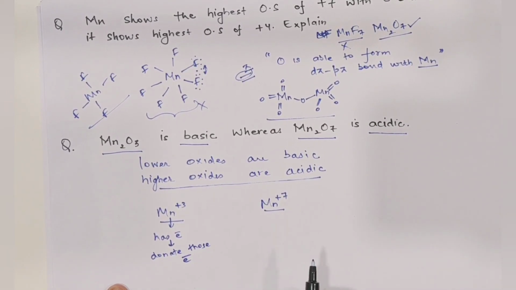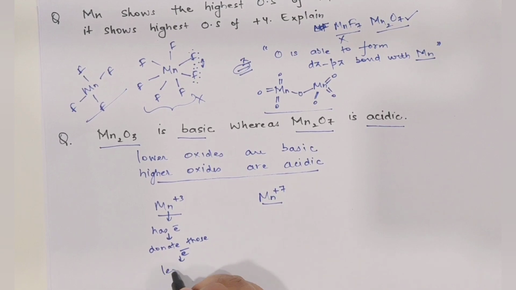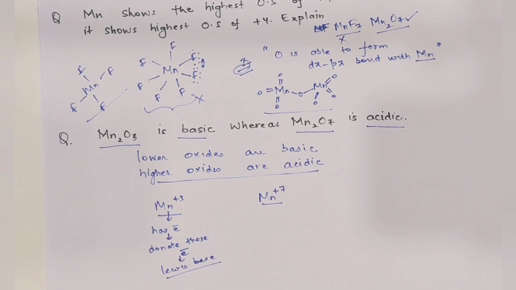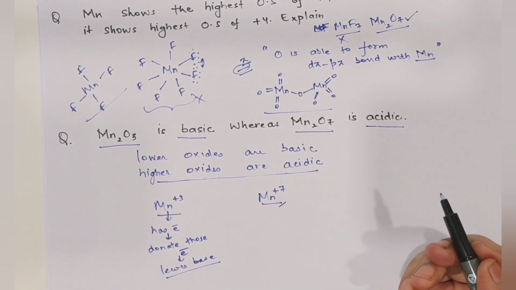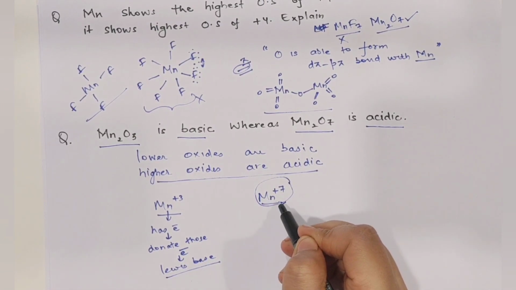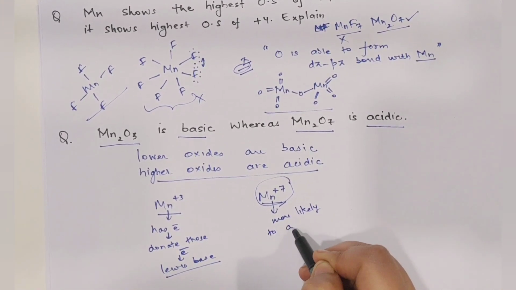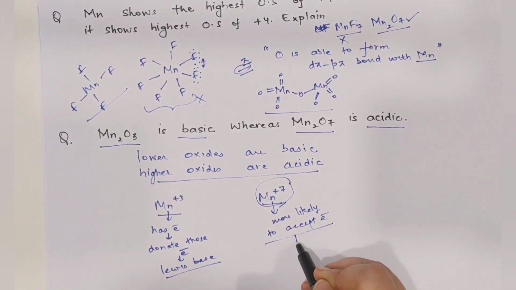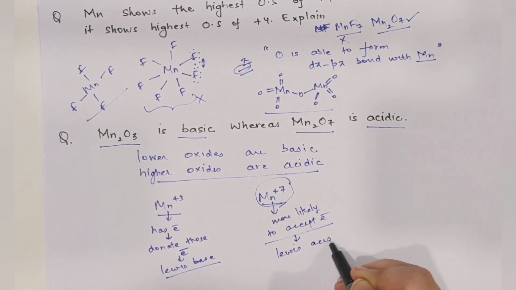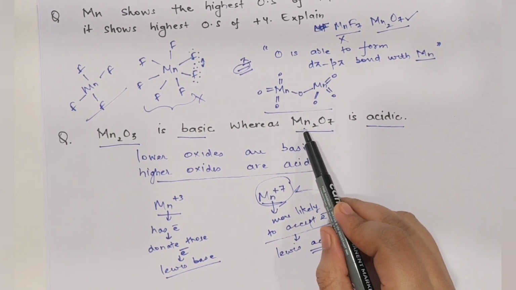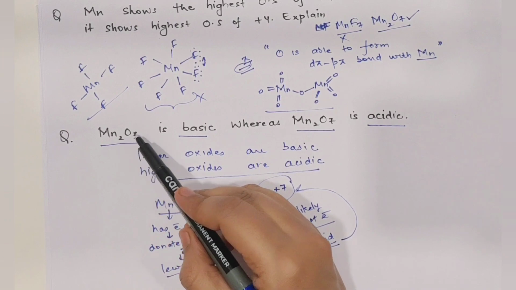If it can donate those electrons, it's going to act as a Lewis base, right? Because Lewis base means it can donate electrons. Lewis acid would mean something that accepts electrons, and that is true for Mn+7. Mn+7 is highly positive, so it's more likely to accept electrons. If it's going to accept electrons, it's going to act as a Lewis acid. That means it is going to be acidic. So therefore, Mn2O7 is acidic and Mn2O3 is basic.